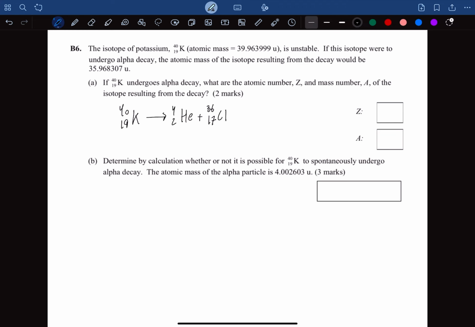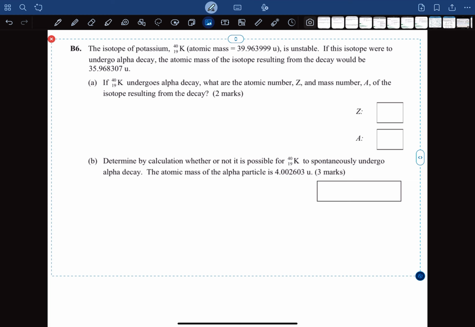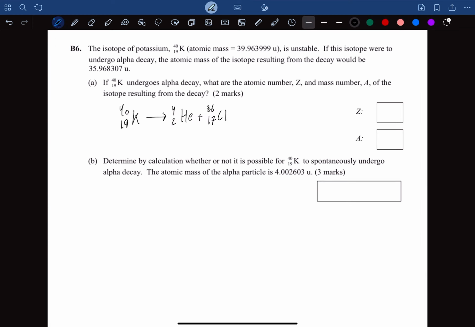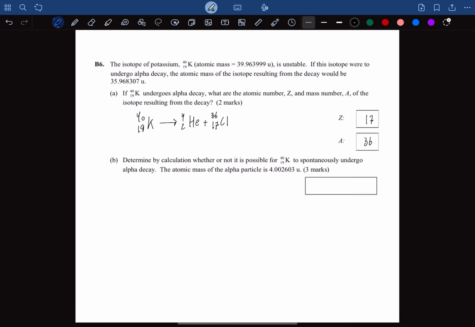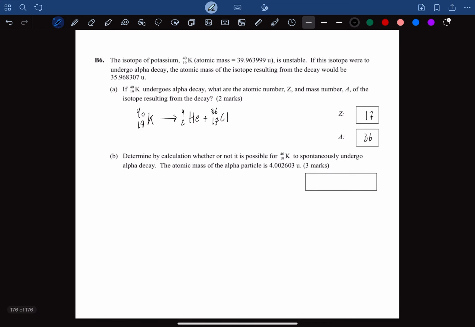I can just double check. 36 plus 4 is 40. 17 plus 2 is 19. So they're equal on either side. So 17 and 36. Okay. Last question we're going to do, and this is the Q value question.